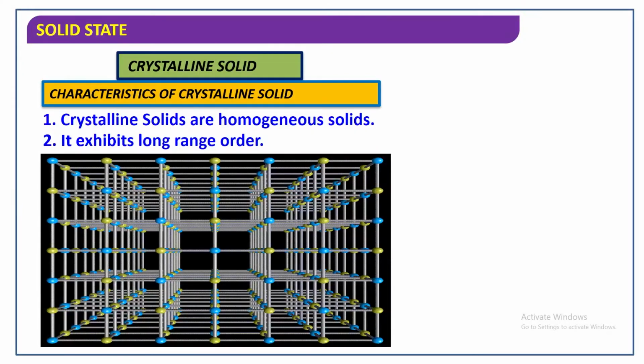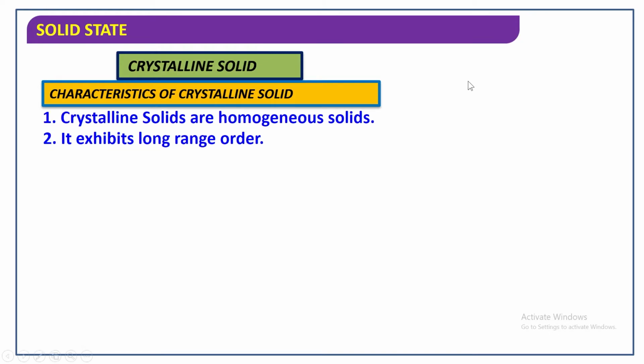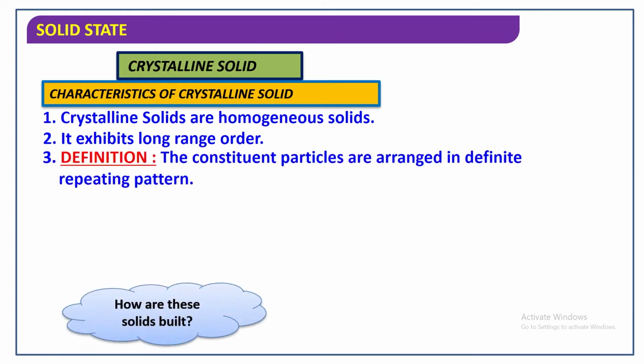If you look into the crystal structure of sodium chloride, after every sodium ion there is a chlorine. There are six of the opposite ion around every ion, like six chlorine around sodium and six sodium around chlorine. I'm coming to that part also. So by definition, when the constituent particles are arranged in a definite repeating pattern, that is a crystalline solid.